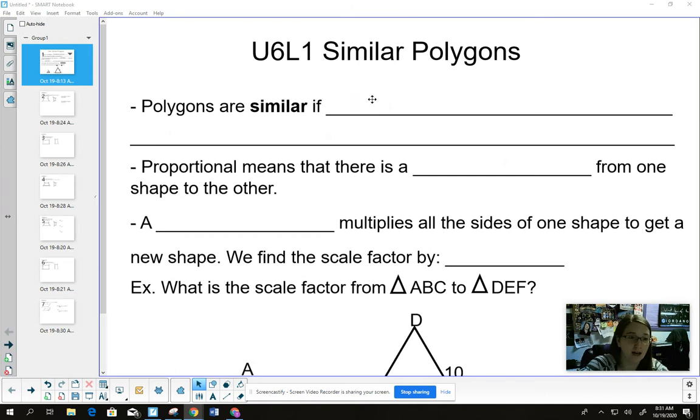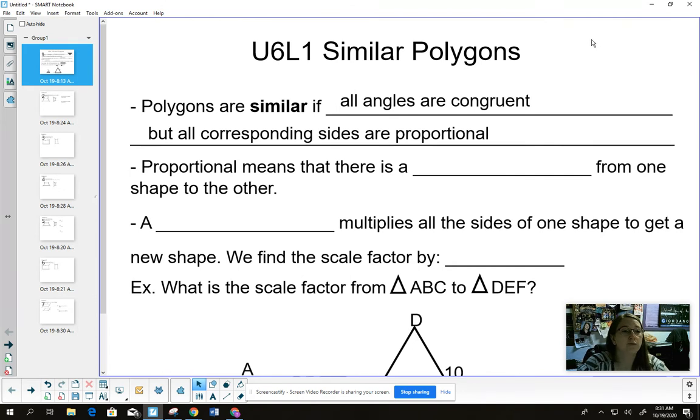Polygons are similar, and as always, make sure you're starting your notes off nice and clean, copying this down. Polygons, which are just shapes with multiple sides. Polygons are similar if all angles are congruent, which means they're the same, right? But all corresponding sides are proportional. So this is different than congruent. Proportional means that there is a scale factor from one shape to the other.